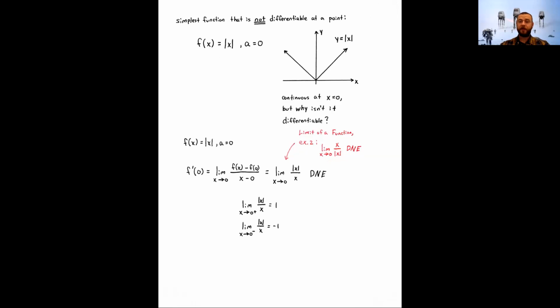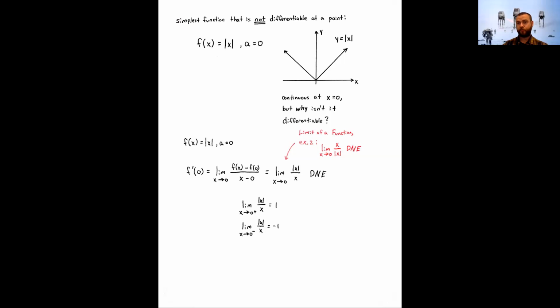Check in detail, check the limit to the right of 0, it will be positive 1, and check the limit as x approaches 0 from the left. That comes out to be negative 1. Now you have here your one-sided limits to 0. They both exist, but they're different, positive 1 and negative 1. Different one-sided limits mean the two-sided limit does not exist.